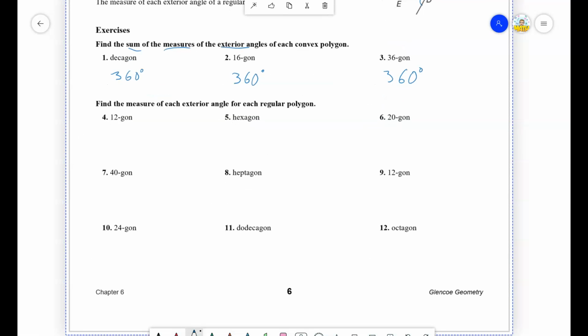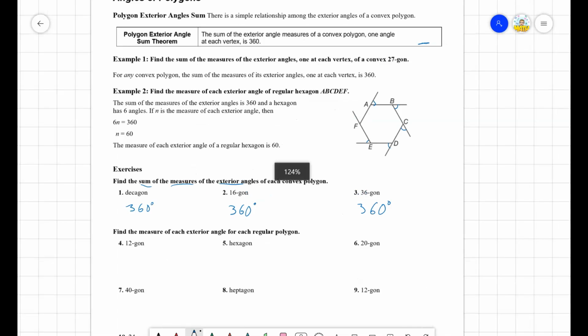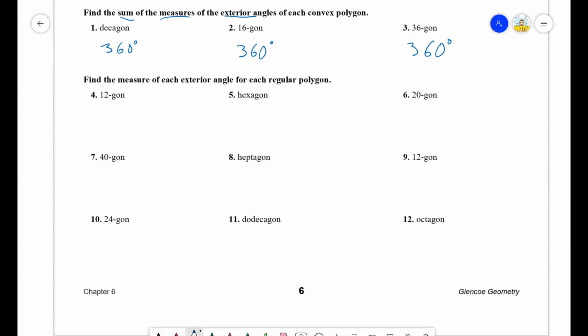Now, for each exterior angle, if I have more sides, that's going to change what each exterior angle is. So this is a little bit different question, but we do the same thing every time. We start with the 360, and we just divide it evenly by the number of sides. So if I have 12 sides, I take 360 and divide by 12, and each exterior angle in that situation will be 30 degrees.